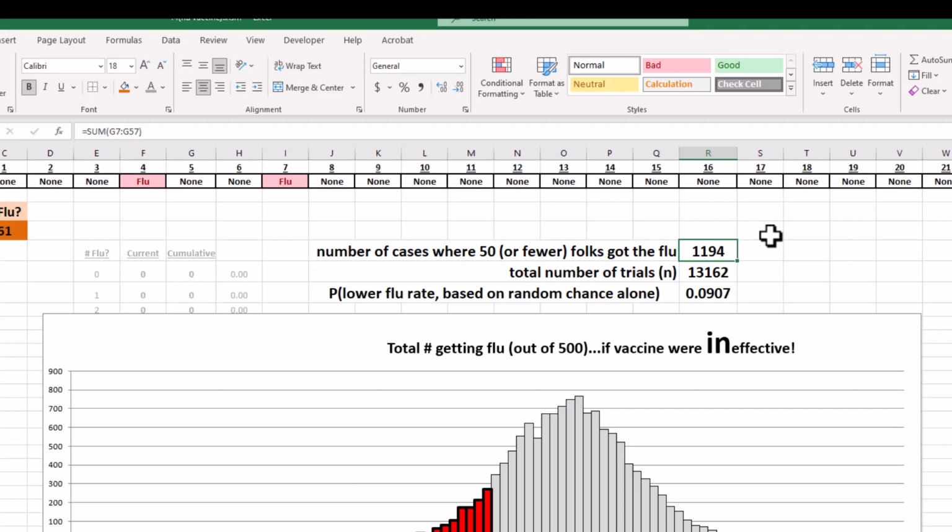1,194 samples. Now, each sample is 500 people, so you can see the amount of time Excel just saved us by doing this, so that's great. How many total times did I run the study? I ran it 13,162 times.